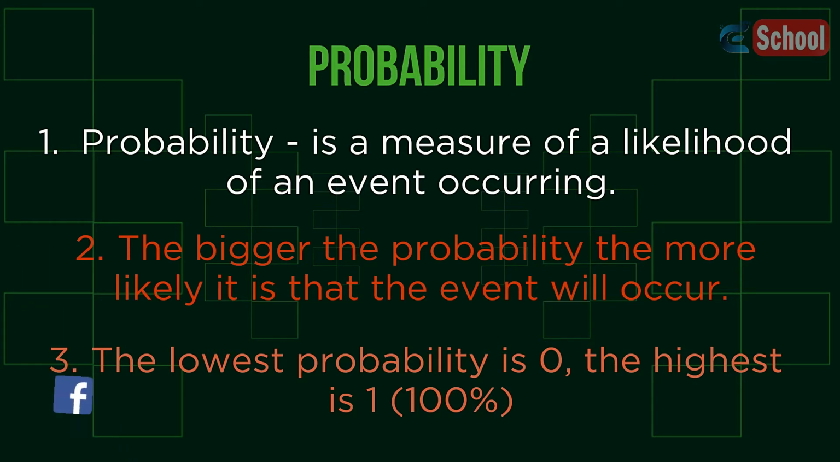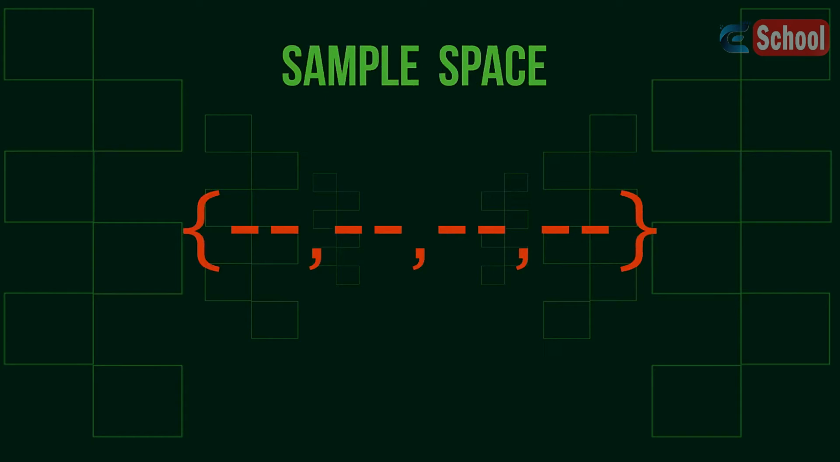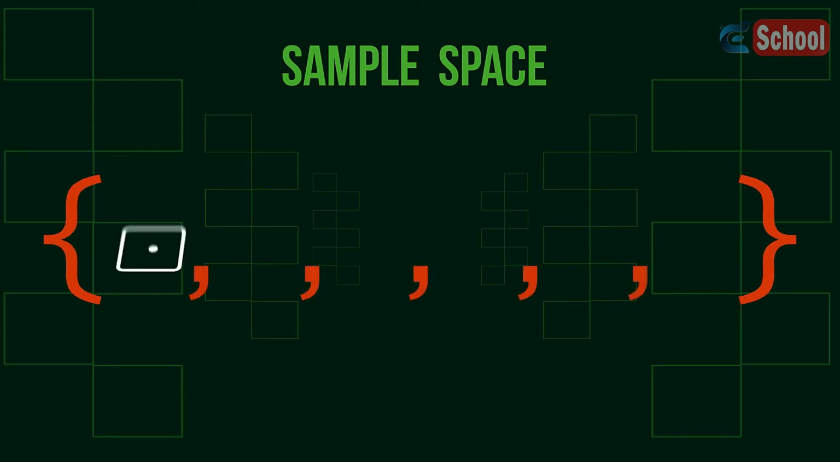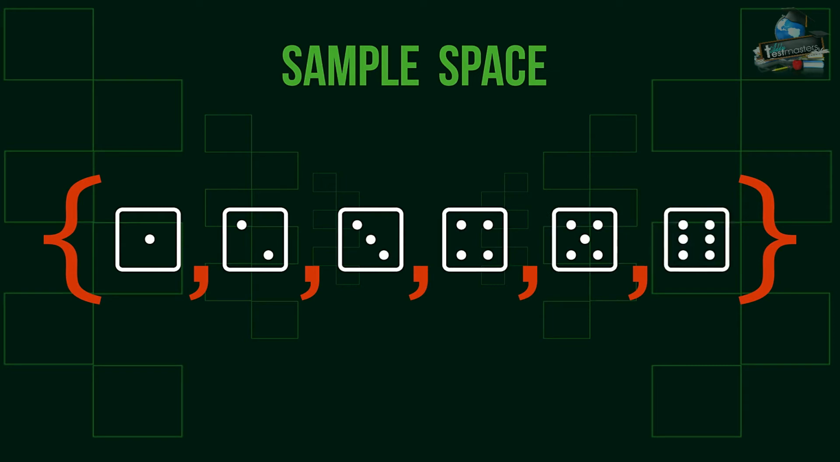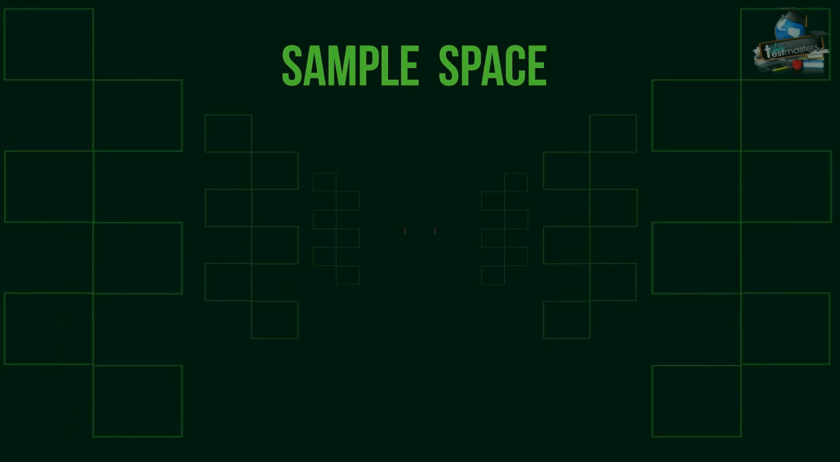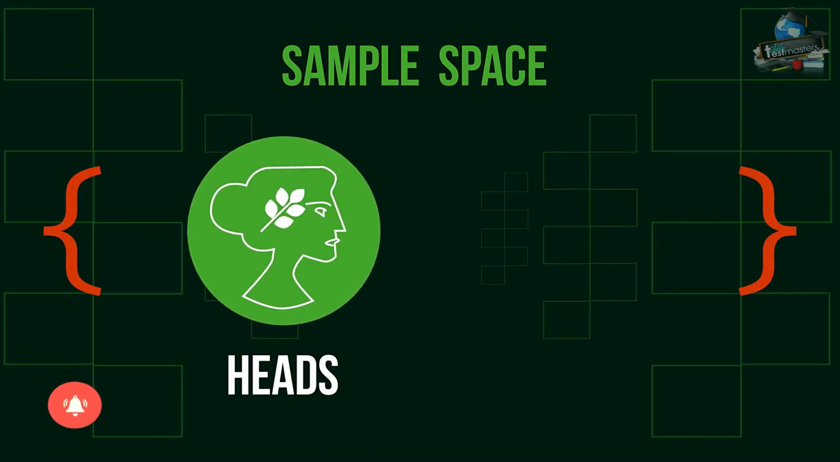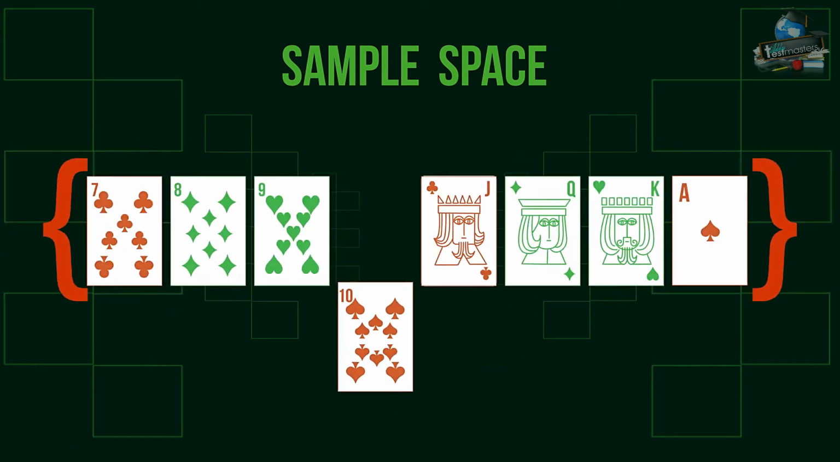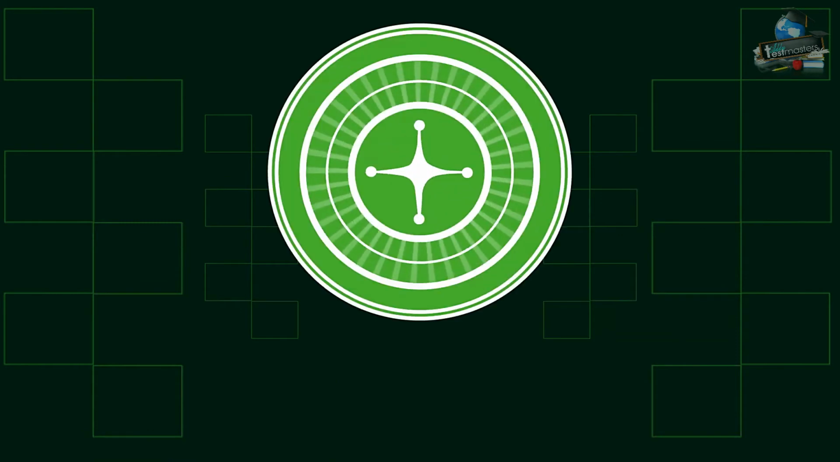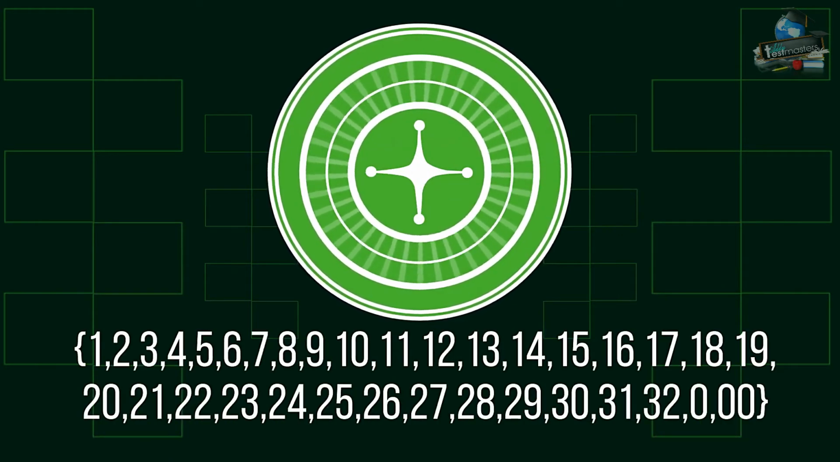To construct probability fairly, we first need to make a sample space, which is a set of all possible outcomes of an experiment. For example, sample space for dice throwing experiment is 1, 2, 3, 4, 5 and 6. Sample space for coin flipping experiment is heads or tails. For pulling one card out of a deck, it's... For a result in a roulette round, it's... Sometimes it's not as obvious.